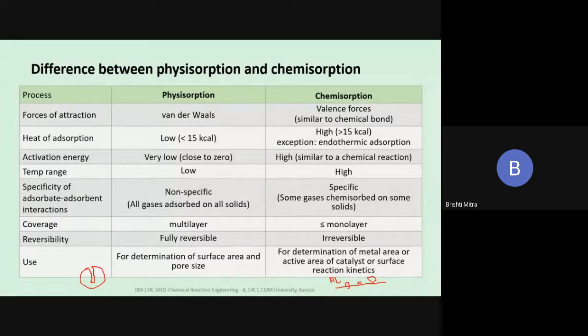So suppose these are all platinum species, and I want to find out how many platinum species are there, what is the area of these platinum species. Then I would use the process which is known as chemisorption. Whereas the surface area of this entire surface can be determined by means of physisorption.